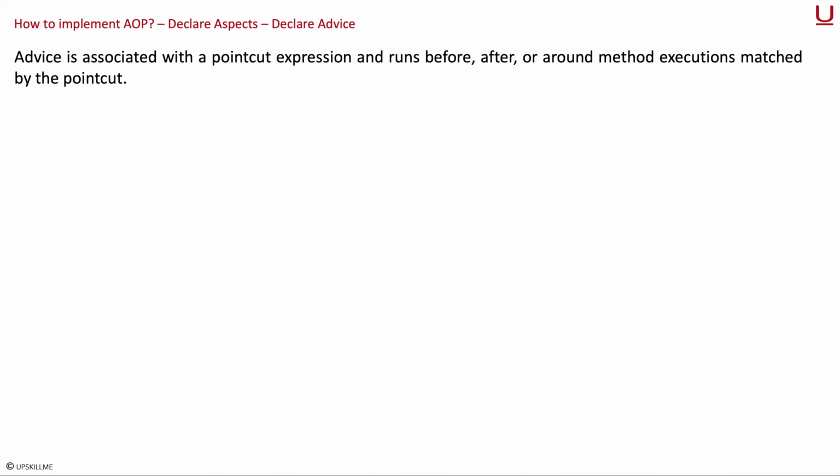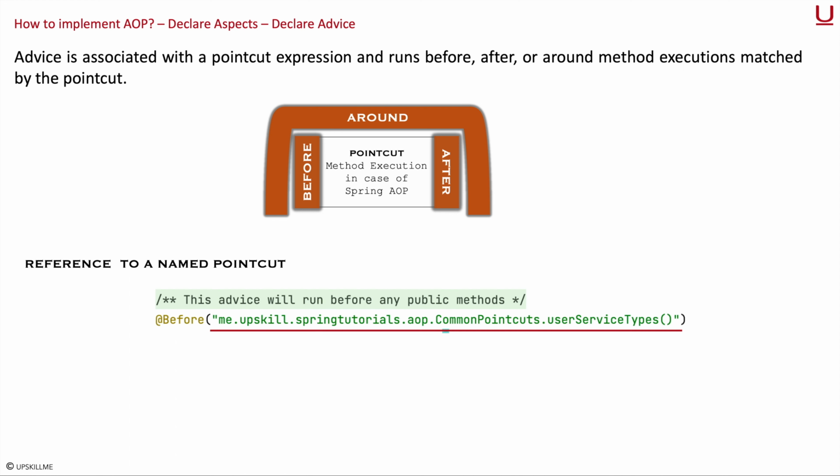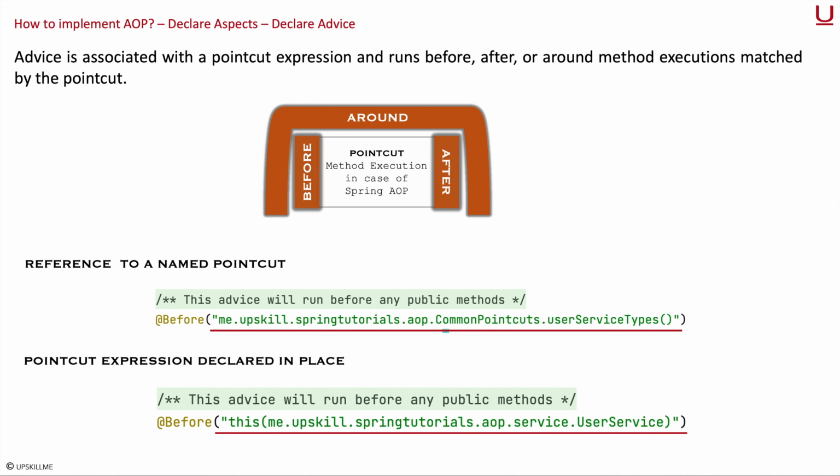Declaring advice. Advice is associated with a pointcut expression and runs before, after, or around a method execution matched by a pointcut. The pointcut expression may be specified as a simple reference to a named pointcut or a pointcut expression declared in place. Let us look at various types of advice one by one.